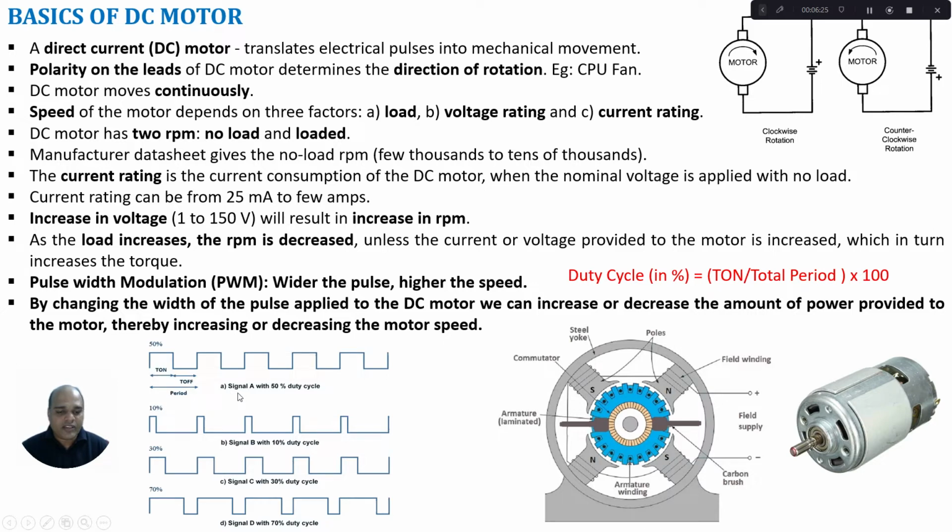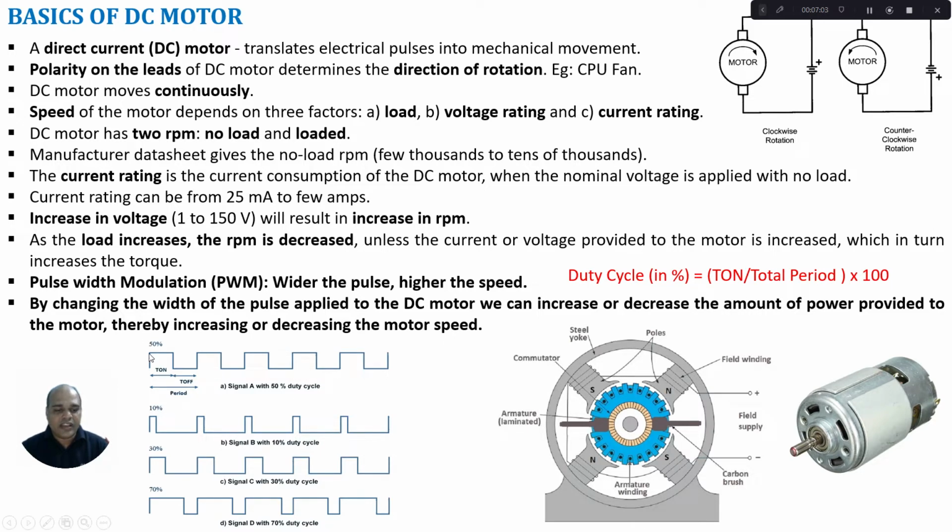In case of signal A, I have 50% of the total time period where I have an on pulse. Whereas in the second case, only for 10% of the total time period I have an on pulse. In the third case, it is 30% of the total time where I have an on pulse. In the same way, in the fourth case, I have 70% of the time where I have an on pulse in the total time period. So by varying this on time, what happens? The amount of energy given to a motor is changed, due to which the speed of the motor gets changed.